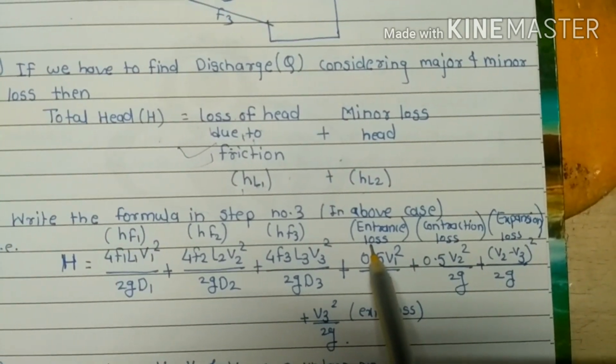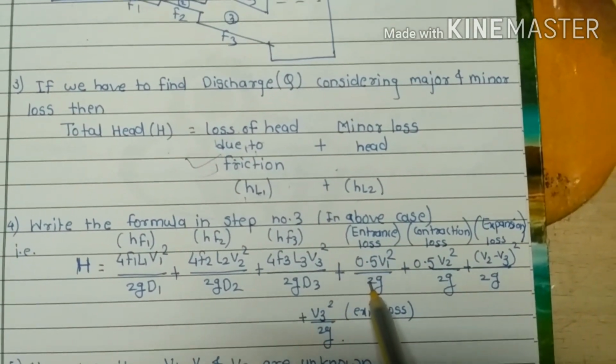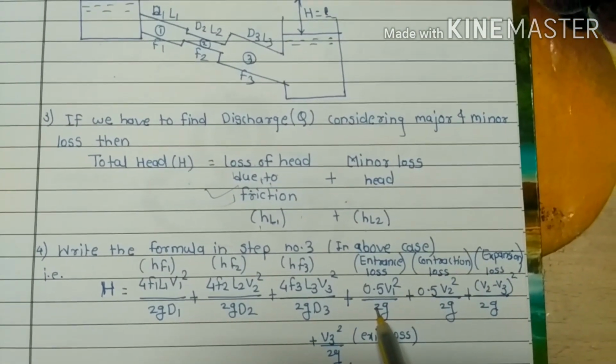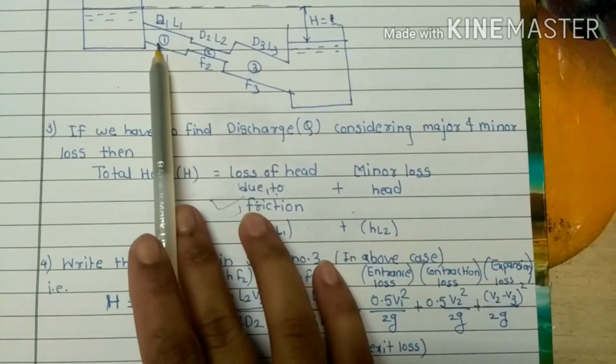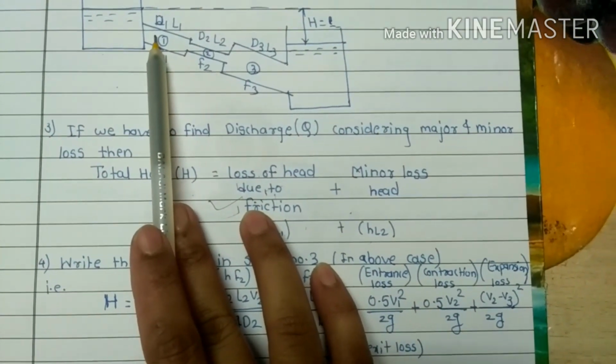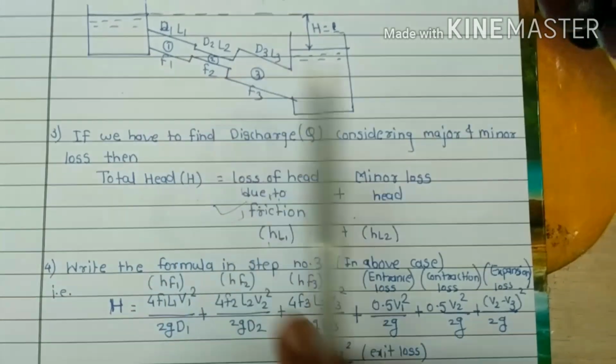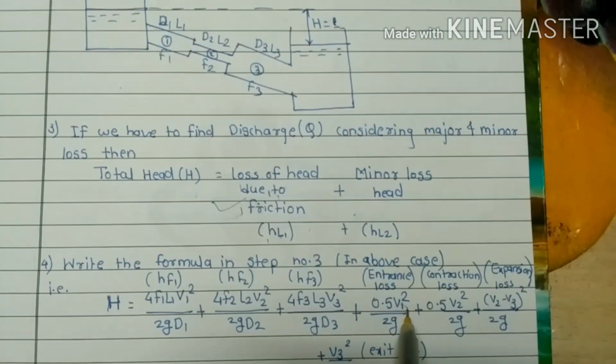Similarly, write for the minor loss. So this is the formula I have written for the entrance loss. Now just remember, for pipe 1, the fluid is entering into the pipe, so you have to consider the initial velocity. So I have written here V1.